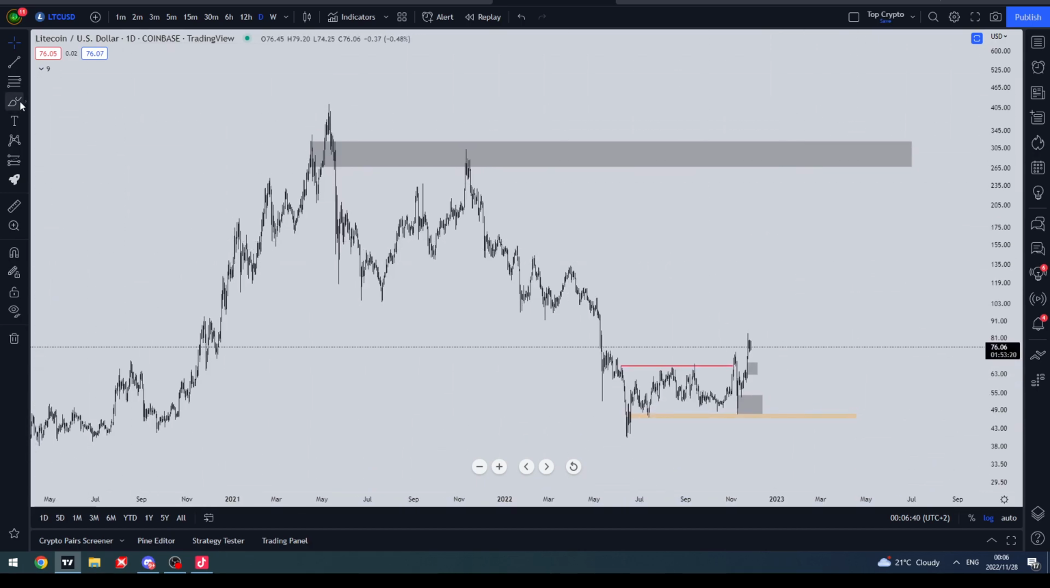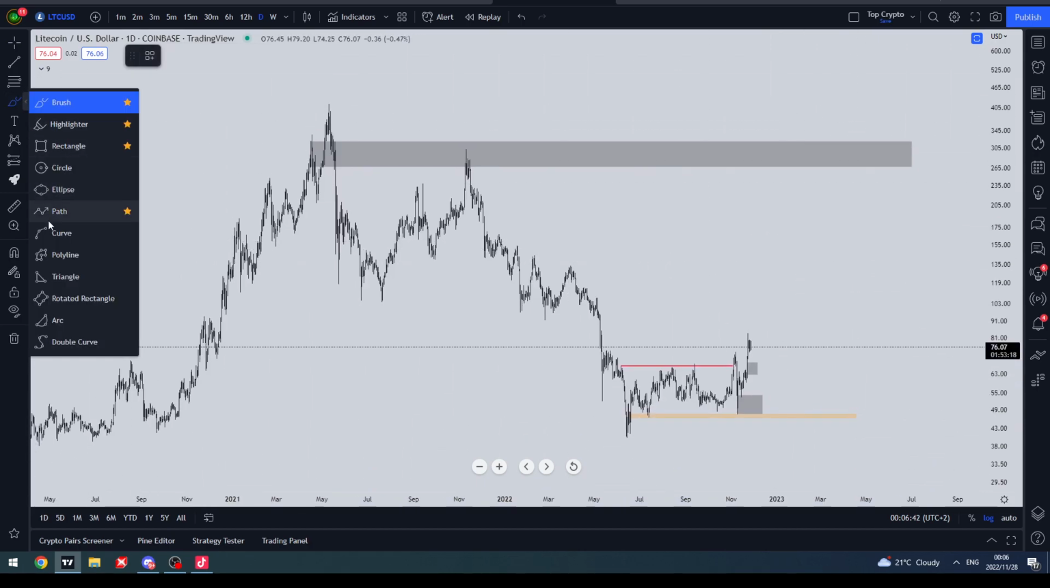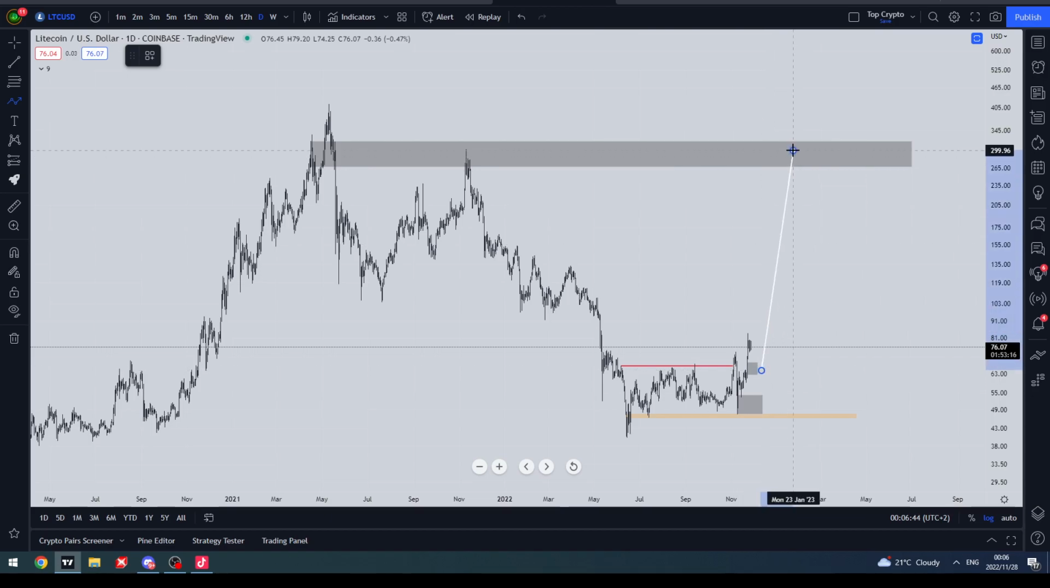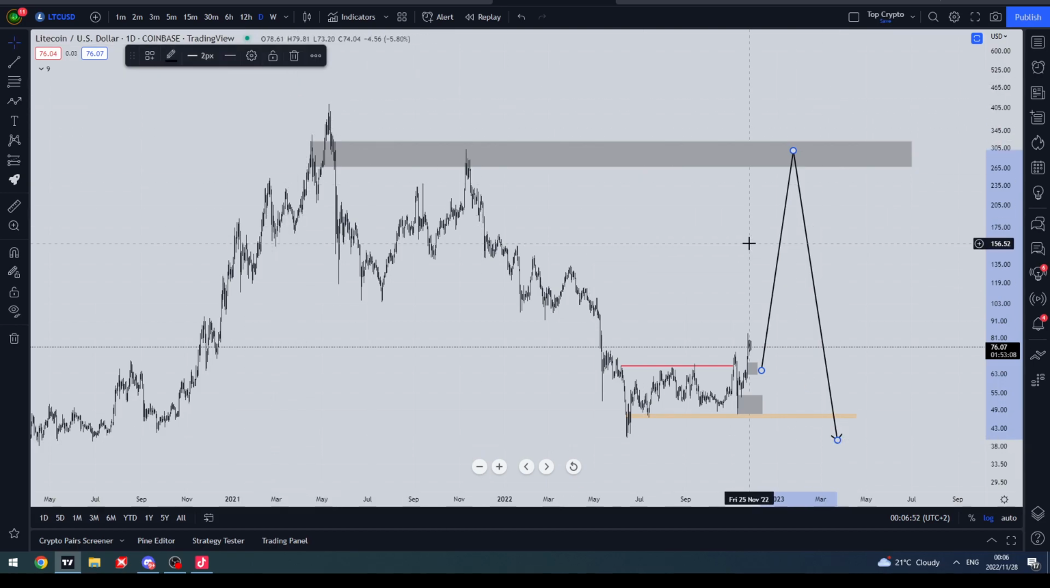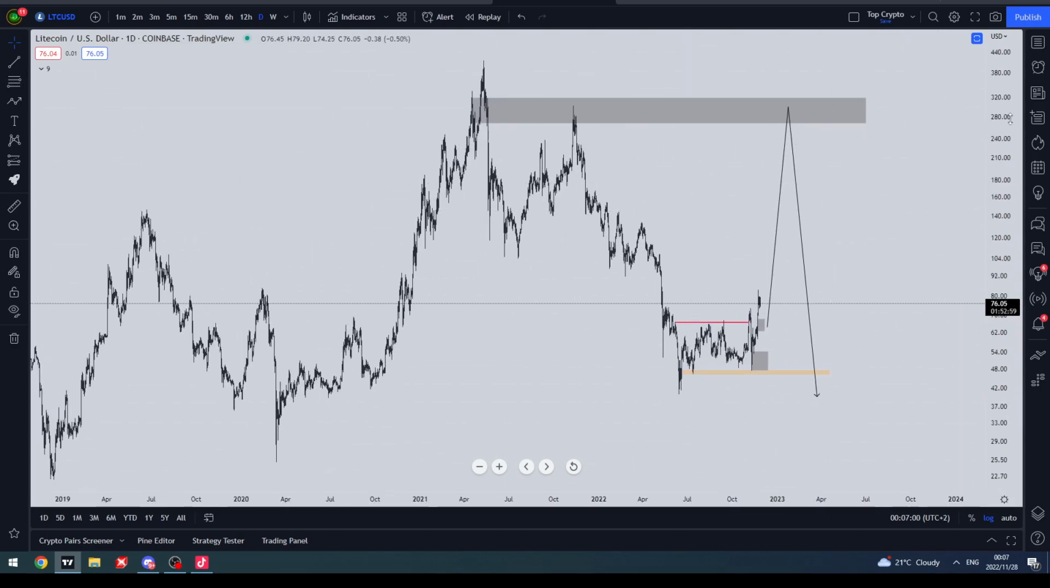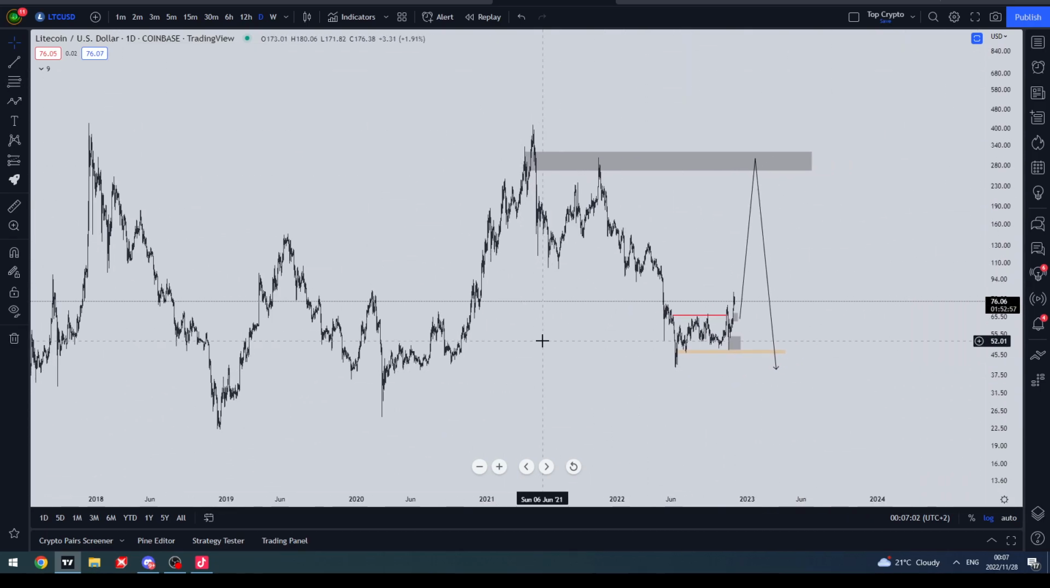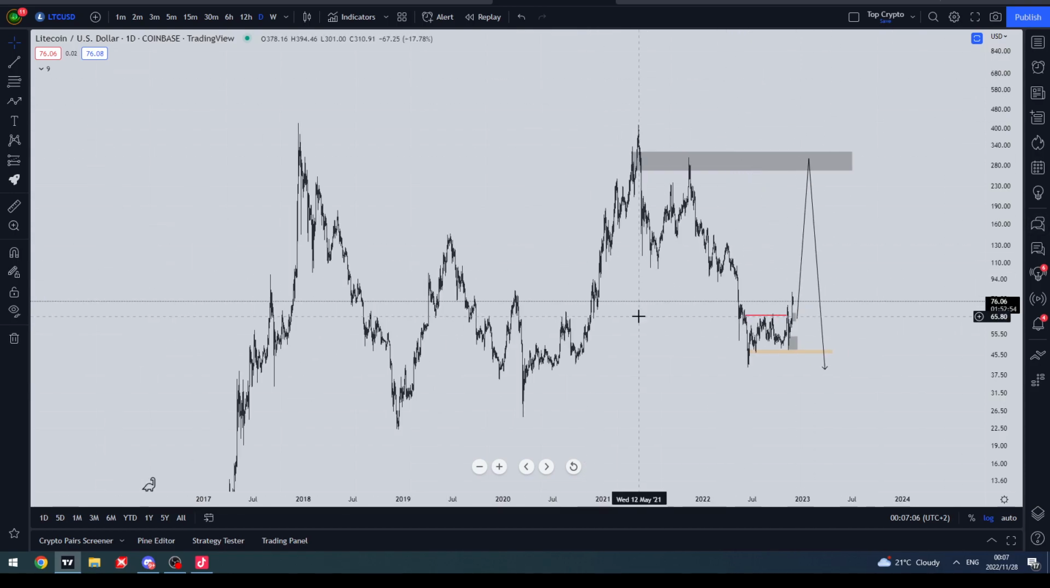So if we are saying target this for LTC, because you're most likely going to get a move away from there afterwards. We don't know how, we don't know why, but LTC coming back there would give us those relative equal highs that we would look to sell afterward, right?